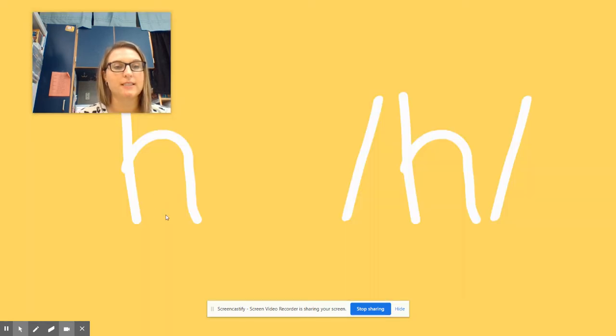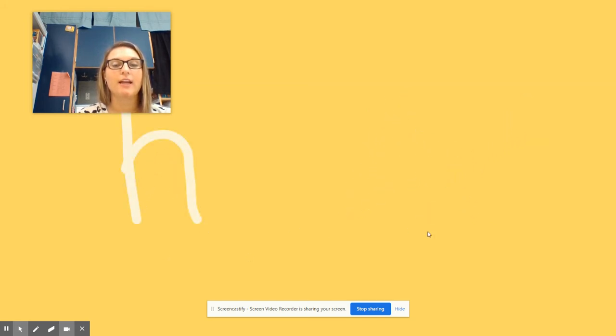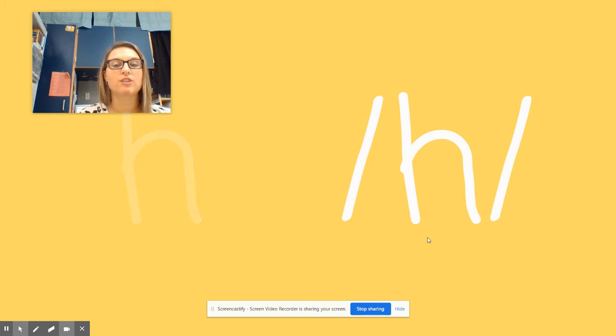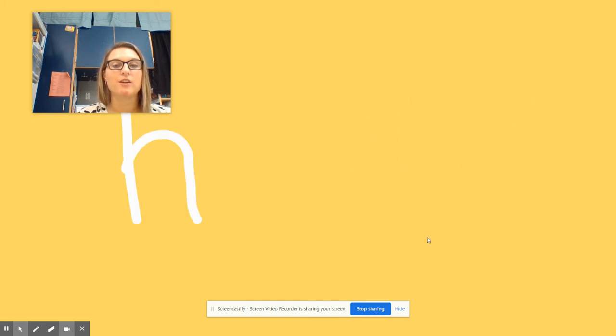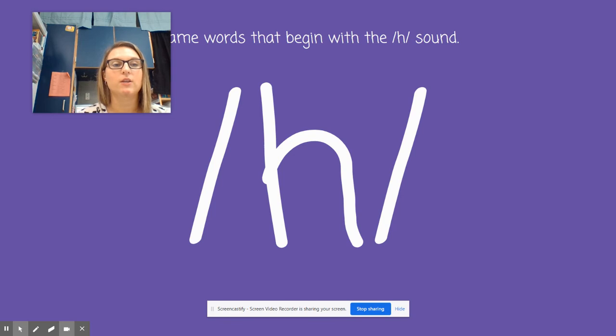Let's practice it. H, H, H. Now let's think of some words that begin with the sound. There's lots of words that begin with the sound. I will get my alphabet soup can out and show you some of those tomorrow. But be thinking about words you can bring to group that have the sound at the beginning.